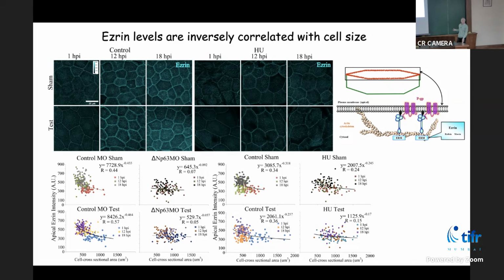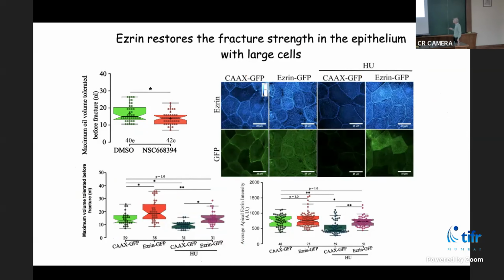One way to test that is to take this condition wherein the cells are large and upregulate the levels of ezrin. So you now inject the RNA for this particular protein. More of this protein will be made and you will see increased localization. And then you ask whether the fracture strength is now better for such animals. Although the cells are larger, you will have more of this protein and then the fracture strength will be restored. These are the kind of experiments that we did.